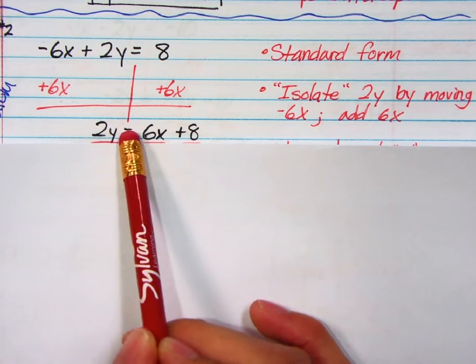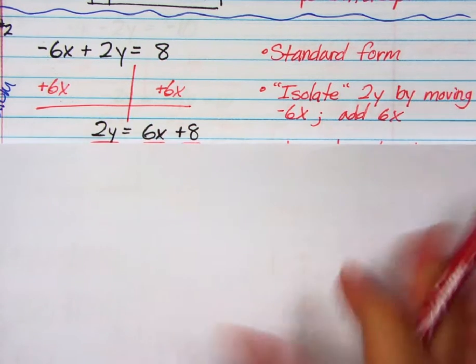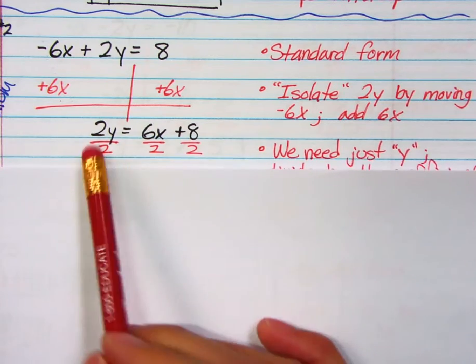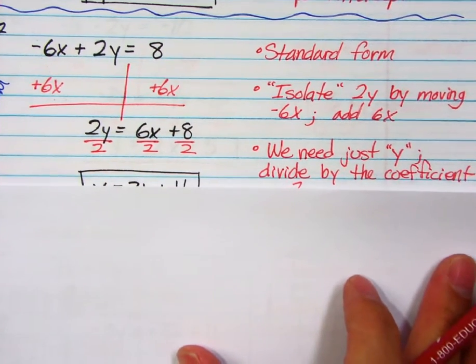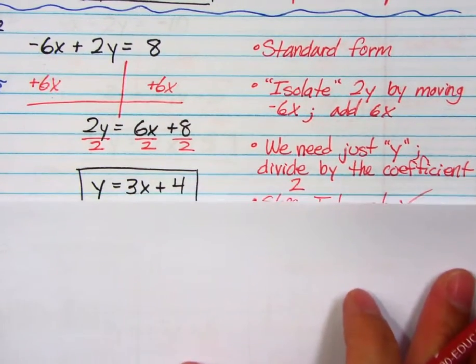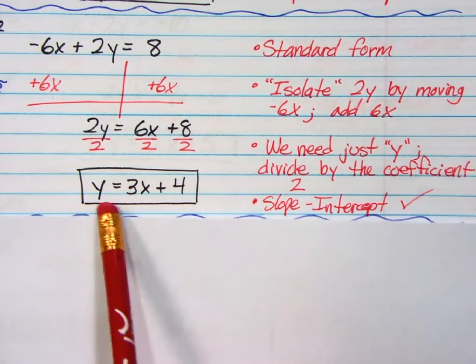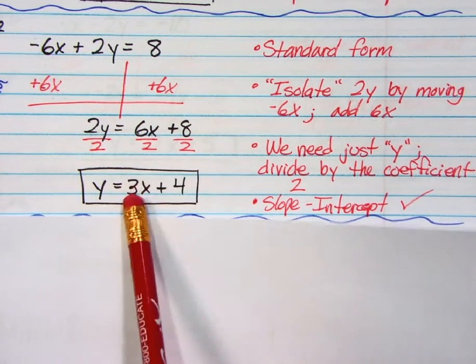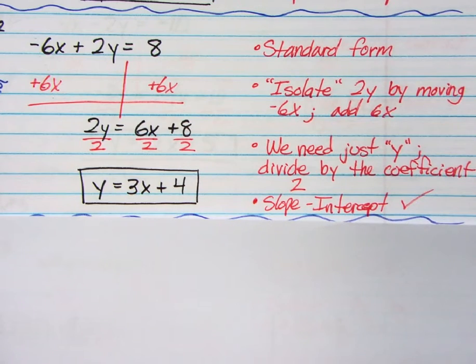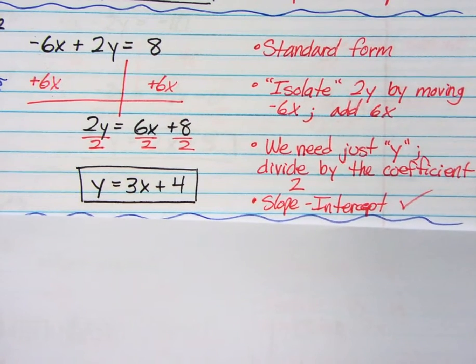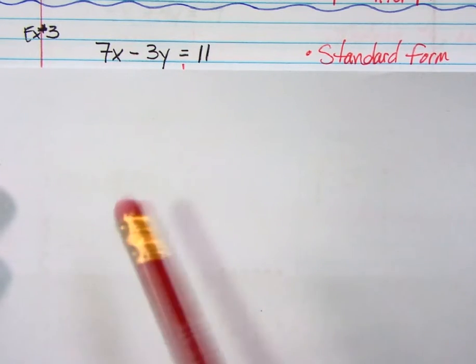It says 2y. So my next step is to divide. I divide by the coefficient 2. Divide everything by 2, and there you go. Y has to be by itself, so that's what I end up with. And there's my slope-intercept. This gets simplified, and this gets simplified. Okay, so that's a medium type of question. And then it comes on to my next one.